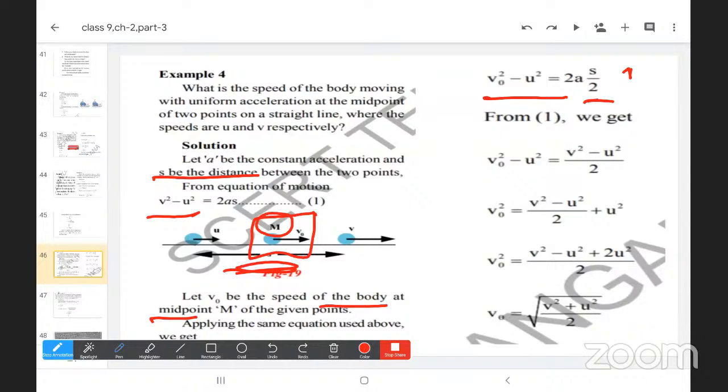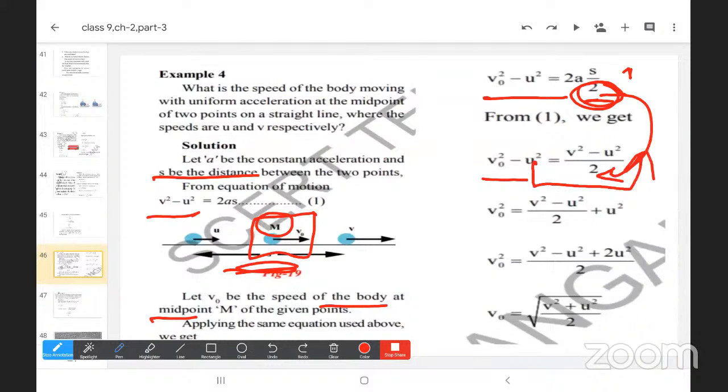So from equation 1, what is equation 1 here? v square minus u square equals 2as, right? So instead of 2as, we can write v square minus u square. So here we can write v naught square minus u square equals (v square minus u square) by 2, because in this equation we have 2. So we can write v naught square equals (v square minus u square) by 2 plus u square. So here we have taken this u square to this side.